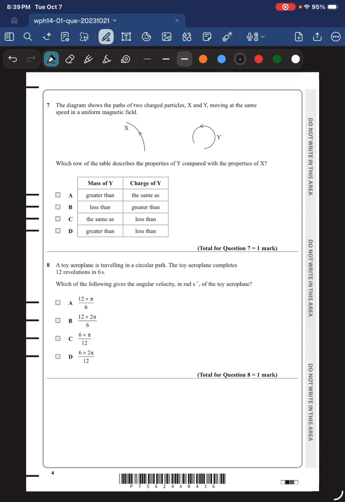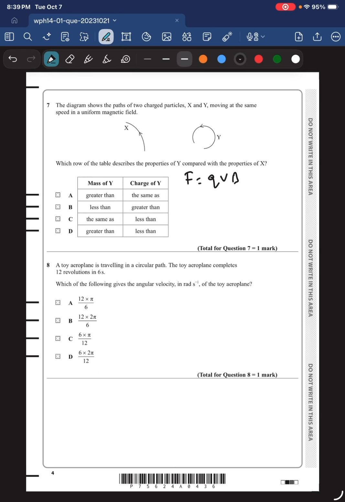Question 7. The diagram shows the paths of two charged particles X and Y moving at the same speed in a uniform magnetic field. Which row of the table describes the properties of Y compared with the properties of X? Okay, this is a little bit involved. So let's do one simple kind of calculation.